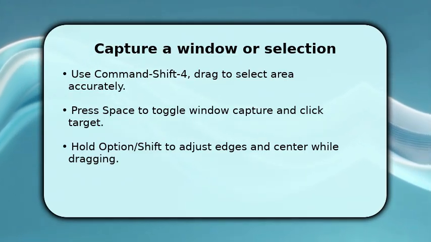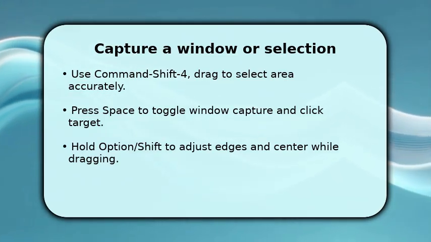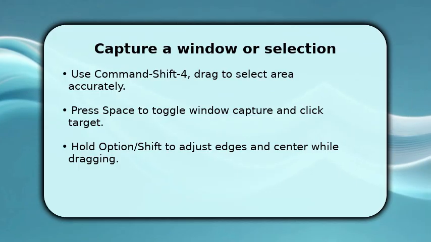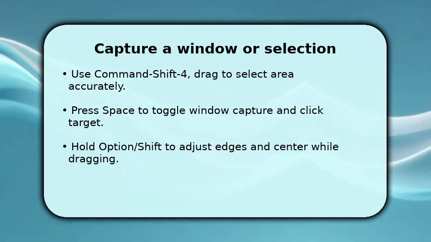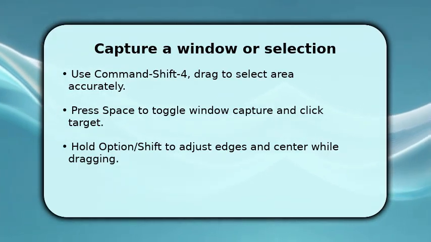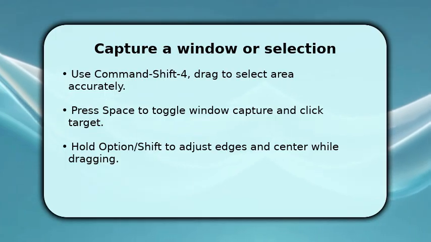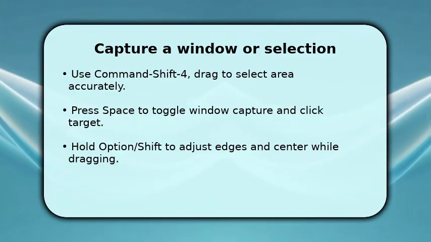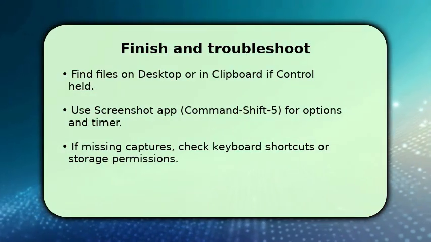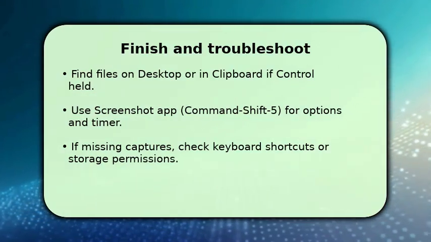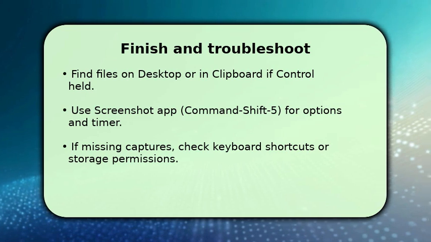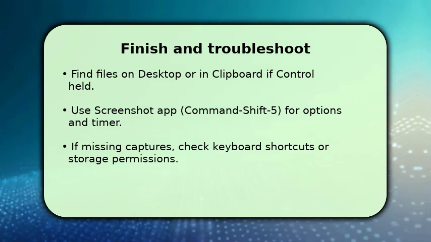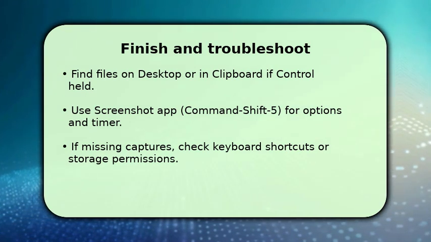To grab a window, press Command-Shift-4 then space, hover over the window to highlight, and click. This method gives you control over pixels and avoids cropping later. Make sure to wait a beat if a menu animation is playing. Finish by locating your image on the desktop or pasting from the clipboard if you used Control. For more options like timers, screen recording, or changing save location, open the Screenshot app with Command-Shift-5.